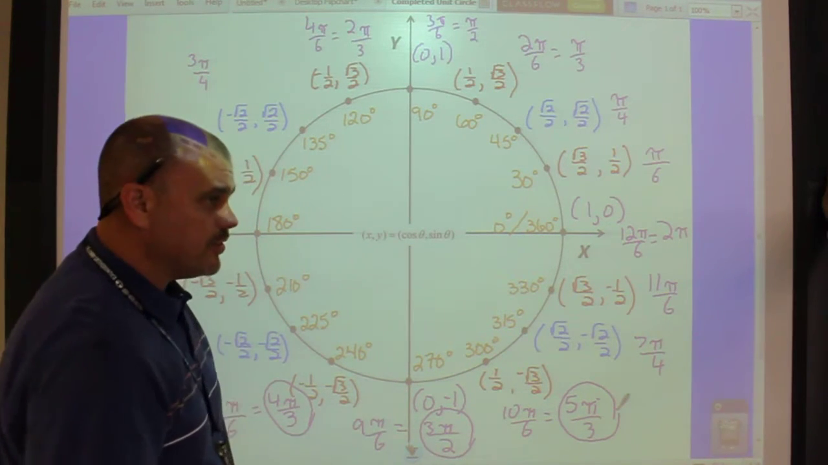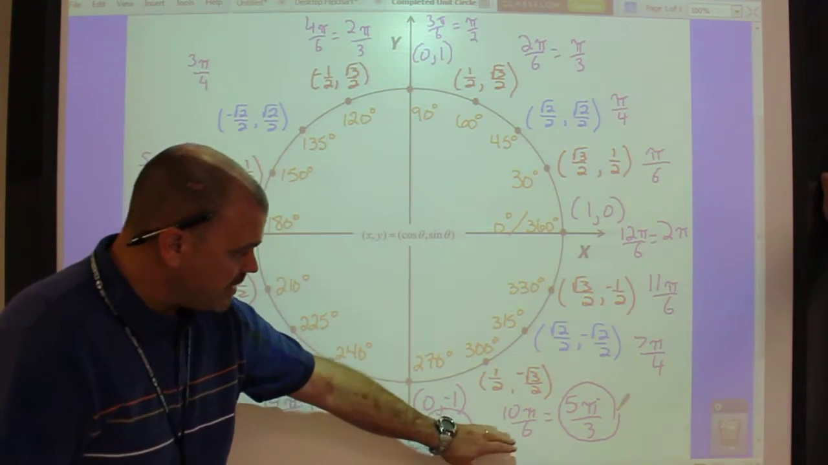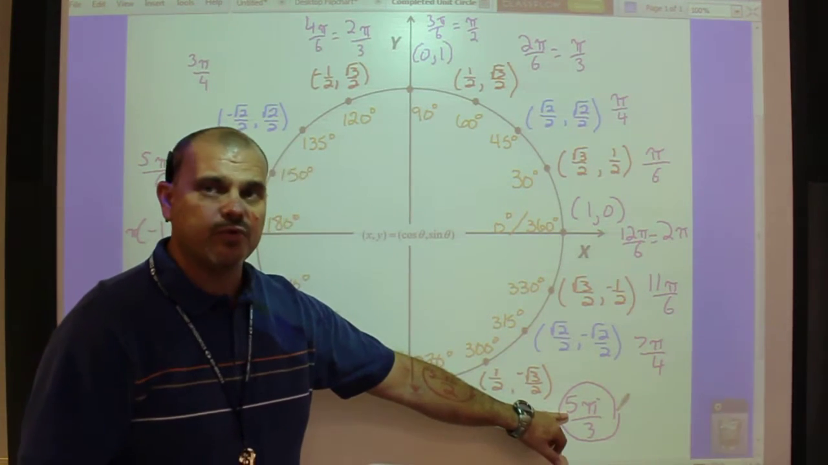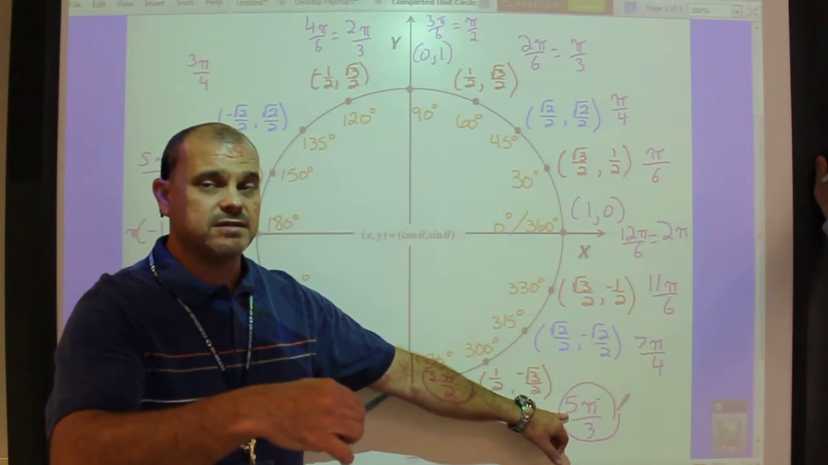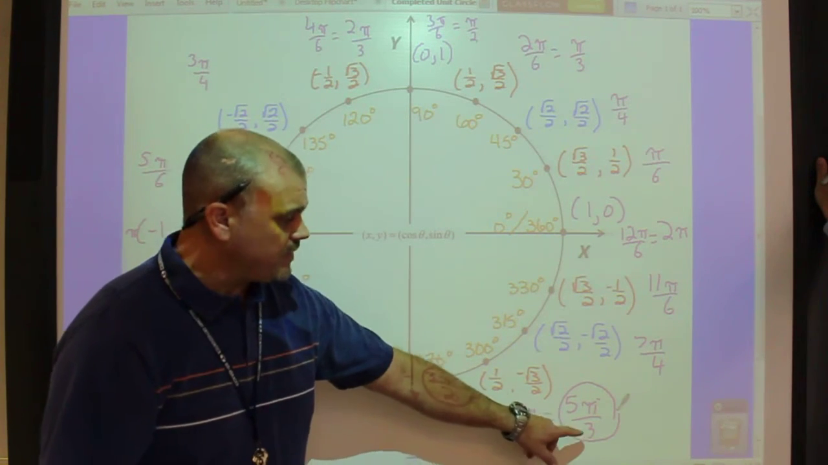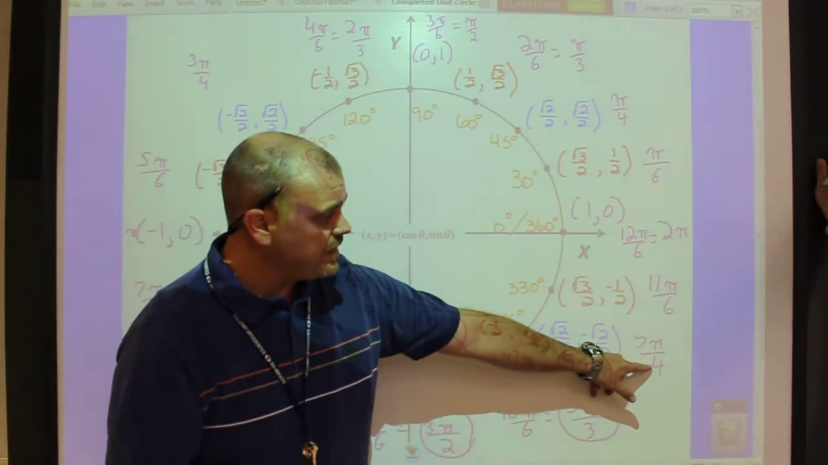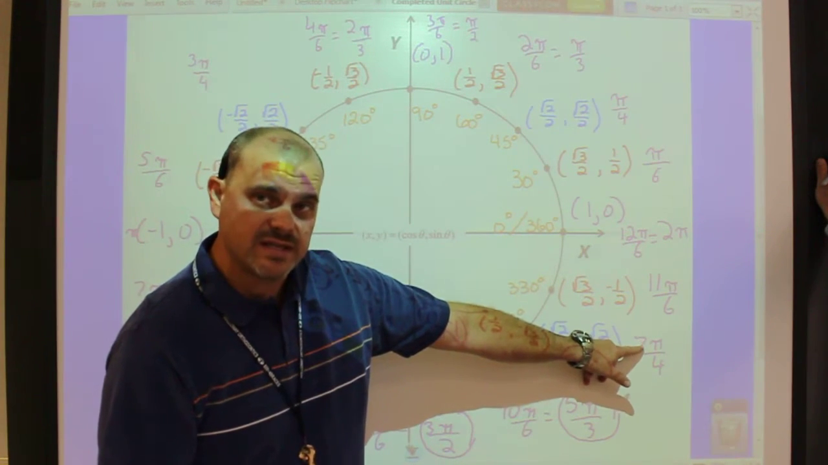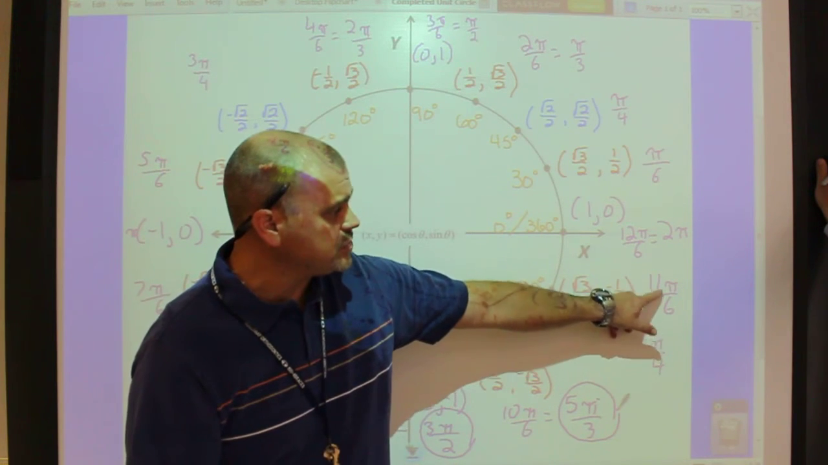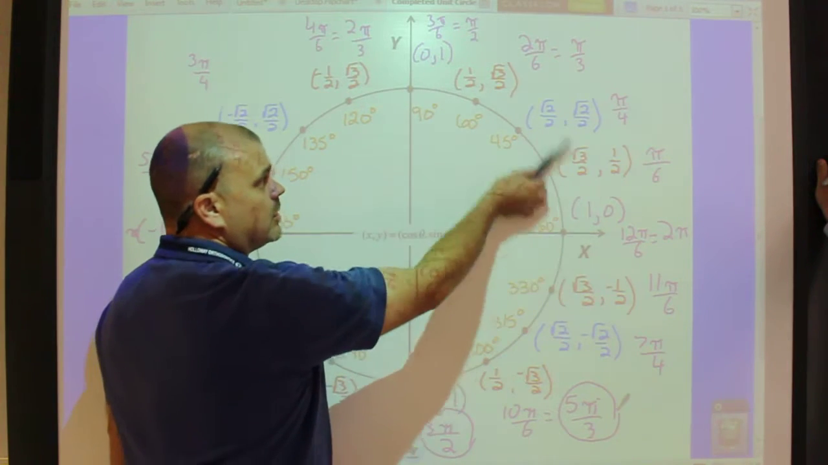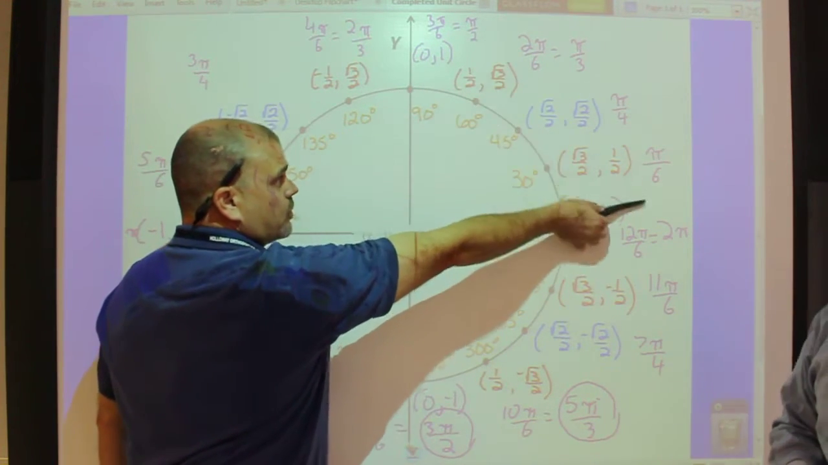Then when I get here, what I figured out is my numerator is 1 less than twice the denominator. So if I double the denominator 3, I get 6. 1 less than 6 is 5. If I double 4, I get 8. 1 less than 8 is 7. If I double 6, I get 12. 1 less than 12 is 11. So these you need to know without a shadow of a doubt. These are the most important ones anyway.